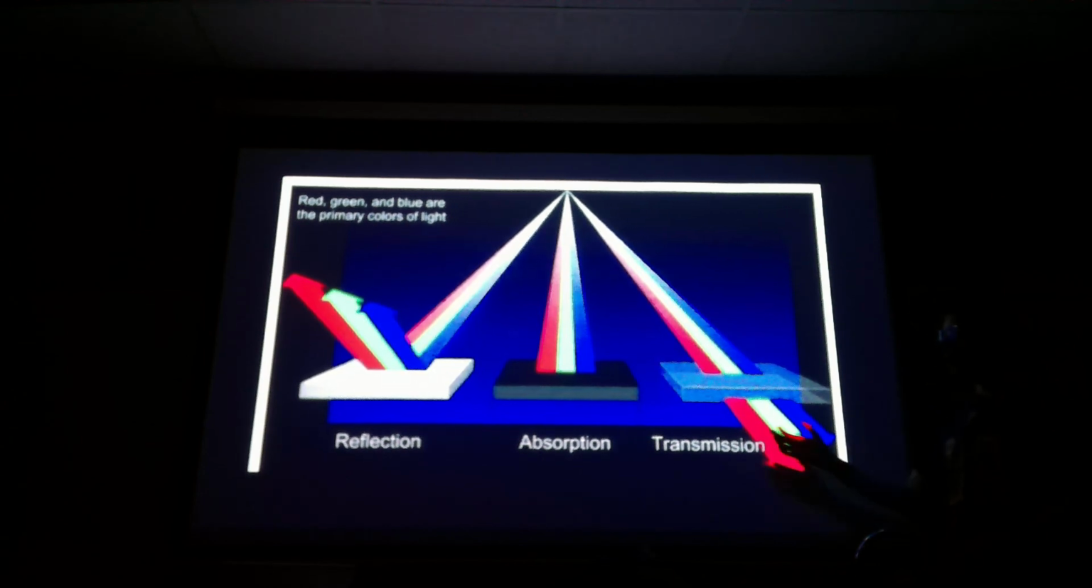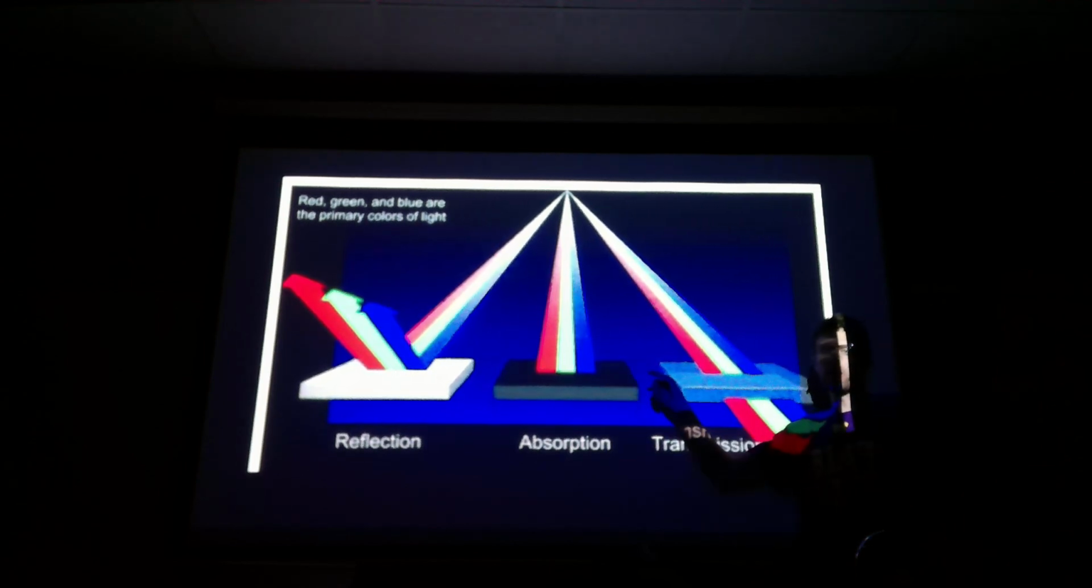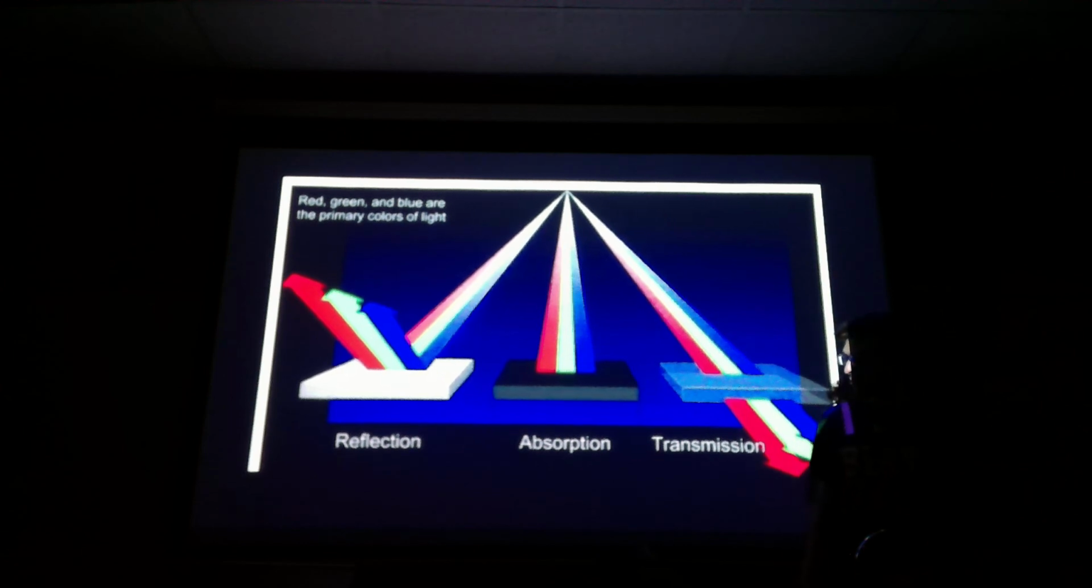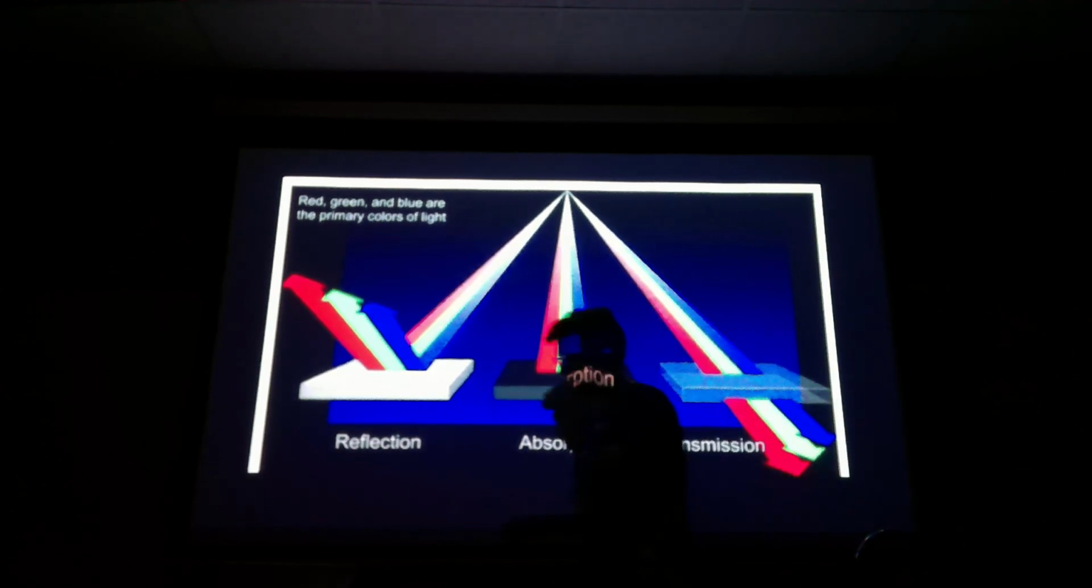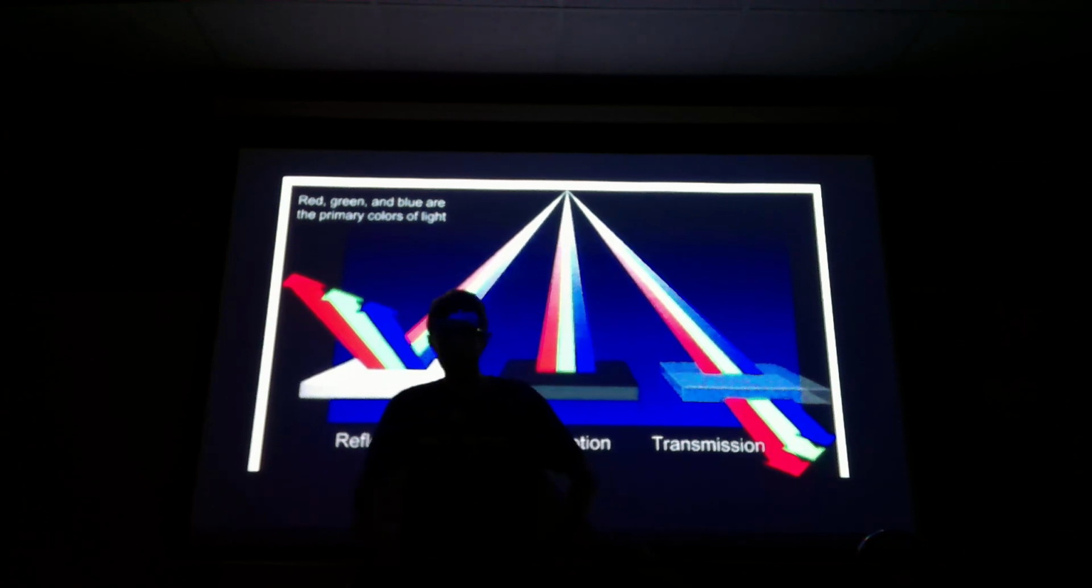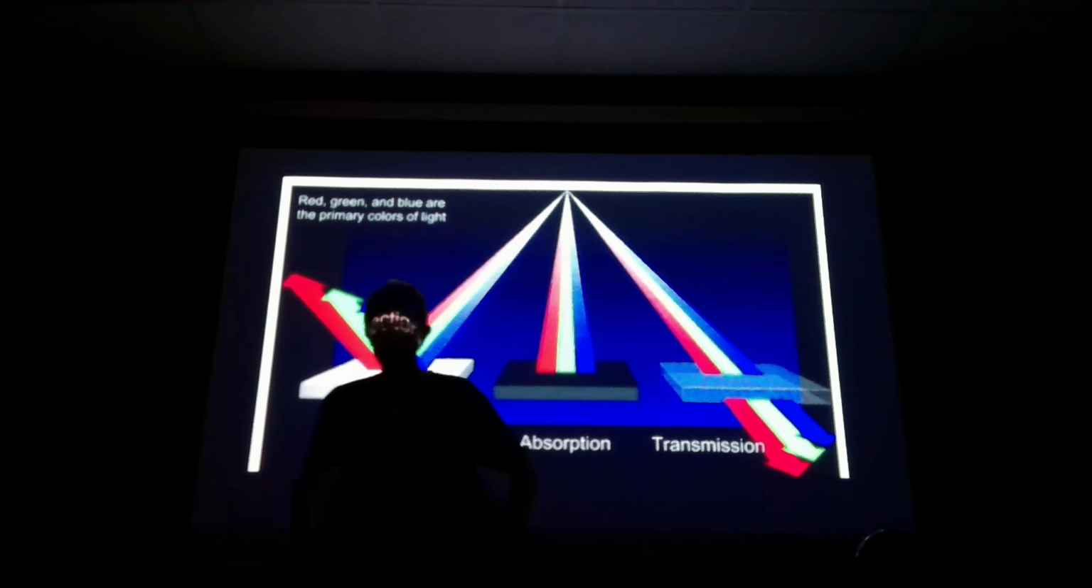Oftentimes we'll have some amount of each of these, a little reflection, a little absorption, and a little transmission, or maybe a lot of one and just a little of the others. But that's it. That is the last of what we have to know for the light material, and the last of what we have to do for the assessment.